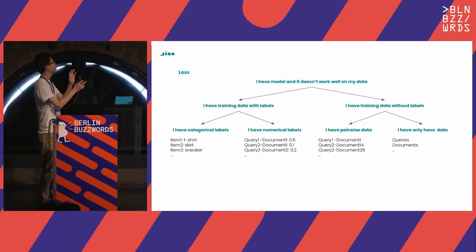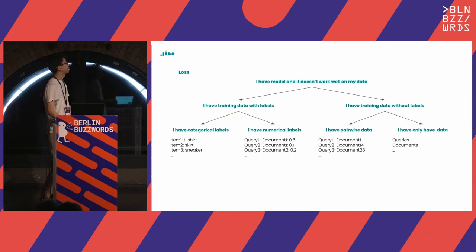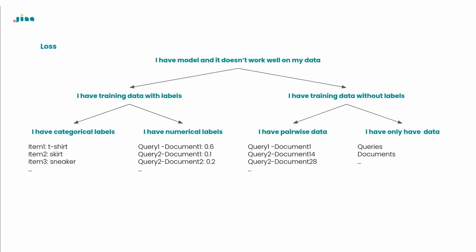We will categorize your use cases based on the training data format you have. For different kinds of training data, you might end up with different loss functions. For example, if I have training data with categorical labels, you might go to the first case. If I have numerical labels, where a query-document pair follows a value indicating how similar the two items are. Then if you don't have labels but you have pairwise data, which indicates these two items are a true positive pair, meaning they are related to each other. Or if you don't have any data. In the fourth case, Max will introduce how we can fine-tune if I don't have any data. But I will first cover these first three categories.